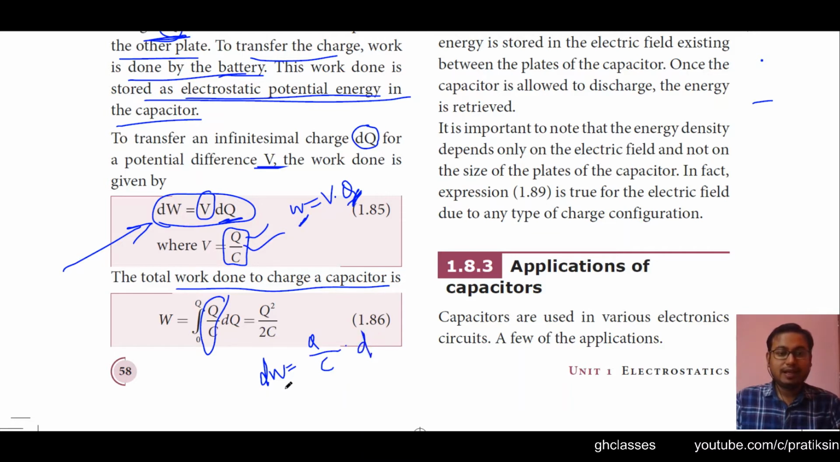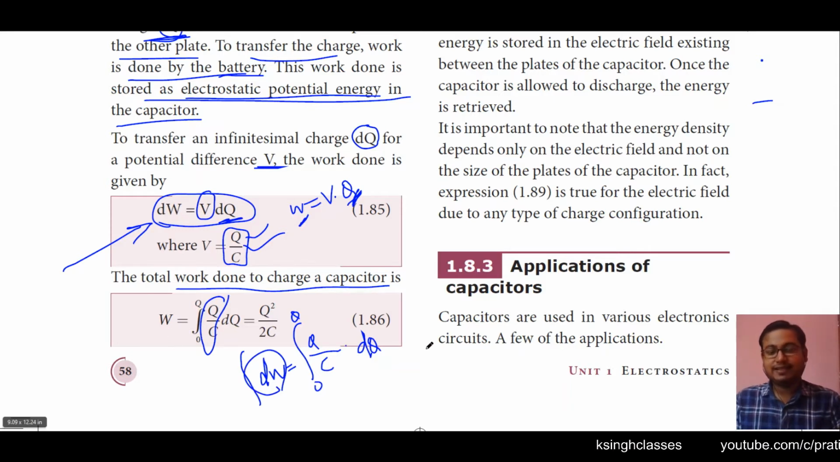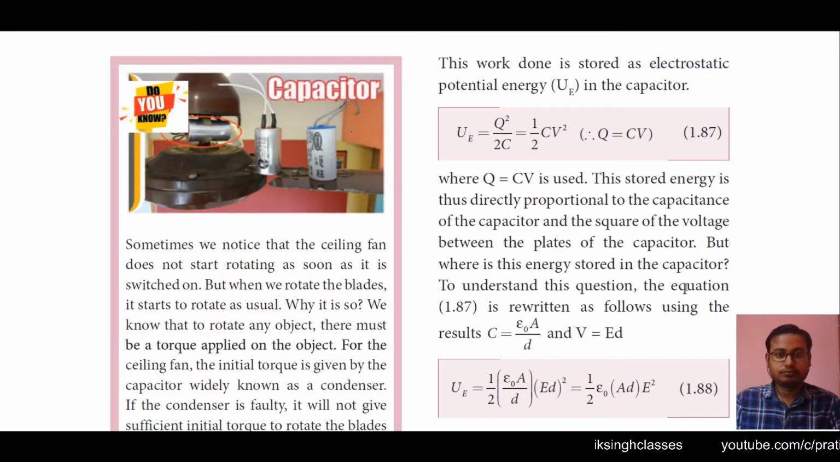We have to integrate it on both sides to find the total work done, that is from 0 to Q. So here integral dW will become W as given in equation 1.86. So it will become W = integral of q by C into dq from 0 to Q, which is equal to Q squared by 2C. So this is the total work done.